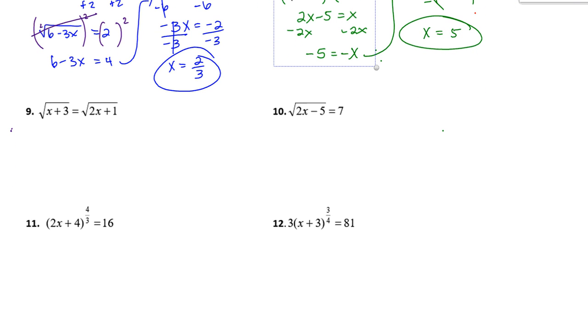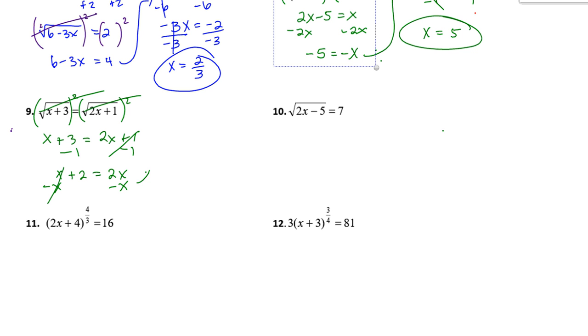Oh, look, same thing. They have the same radicals, so basically they just cancel, drop off. x + 3 = 2x + 1. I'm going to subtract 1, get rid of that. Got to get the x's on the same side, so I'm going to get rid of that one. That becomes 1x = 2.